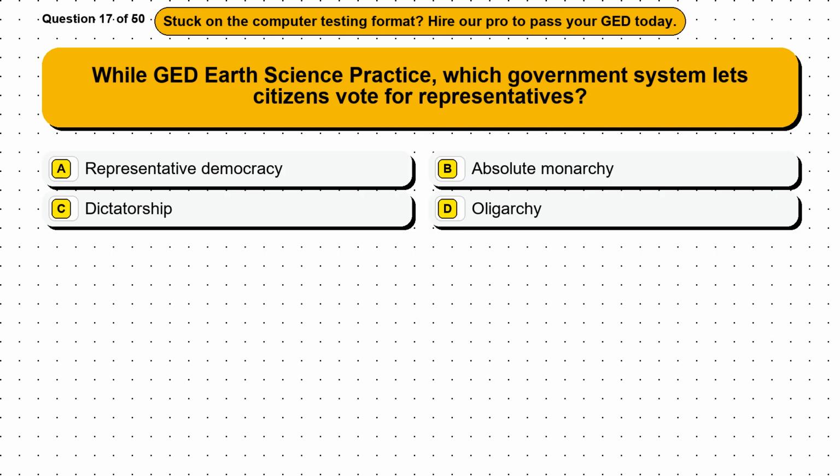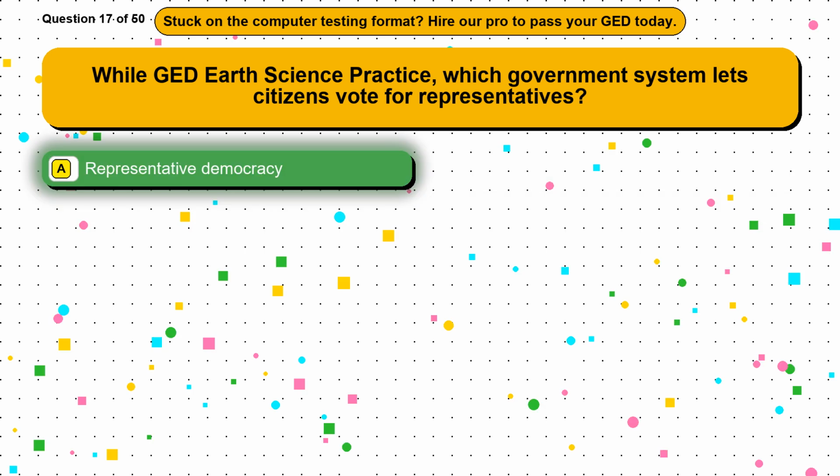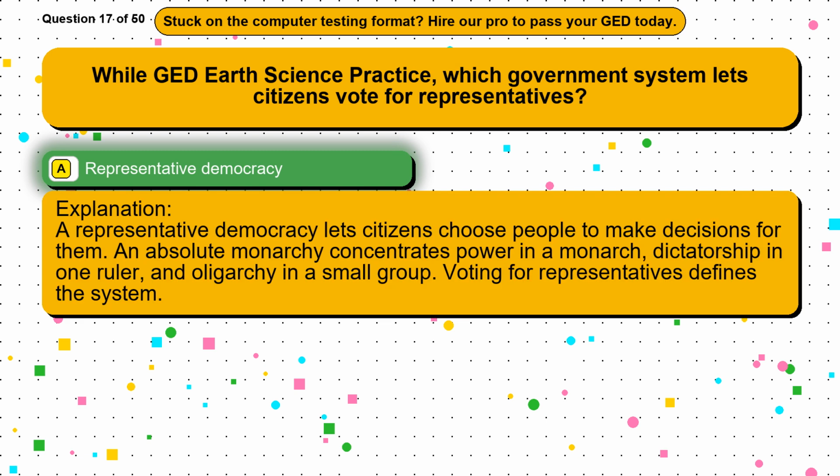Question 17. While GED Earth Science Practice, which government system lets citizens vote for representatives? Option A, representative democracy. Option B, absolute monarchy. Option C, dictatorship. Option D, oligarchy. The correct answer is option A. Representative democracy. A representative democracy lets citizens choose people to make decisions for them. An absolute monarchy concentrates power in a monarch, dictatorship in one ruler, and oligarchy in a small group. Voting for representatives defines the system.